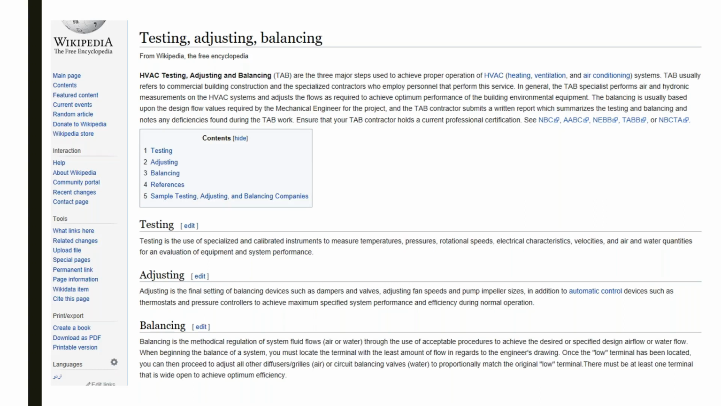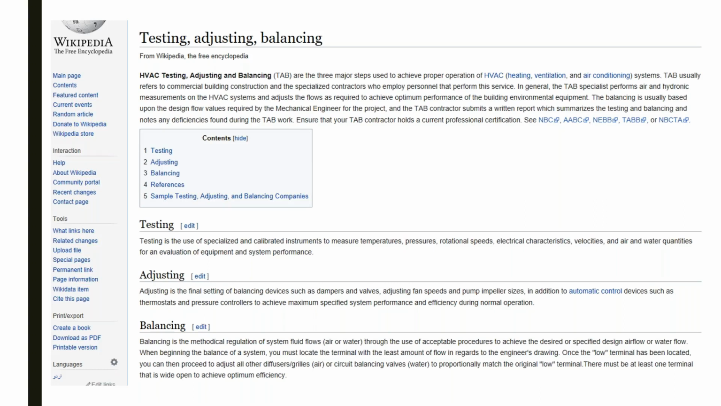You can engage a TAB firm, but you have to tell them specifically what they need to do. Whereas an RCx firm that does TAB also, then they would know exactly what they're looking for. If I'm looking for a problem in a zone, I know what I'm going to look for. And so that cuts down on the guesswork.